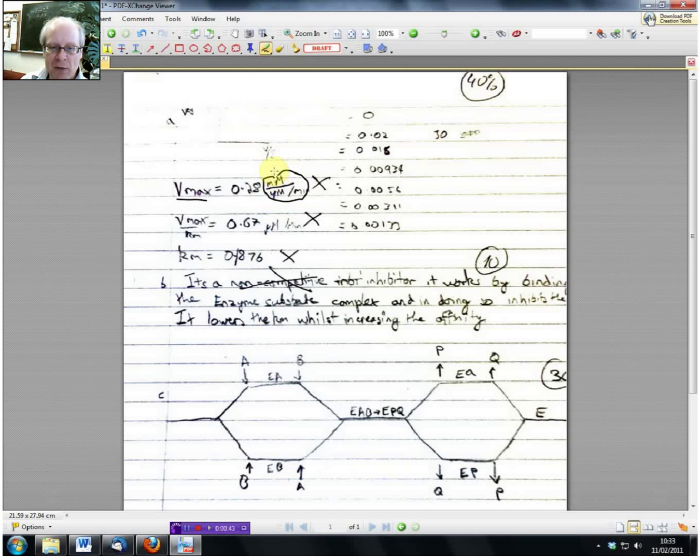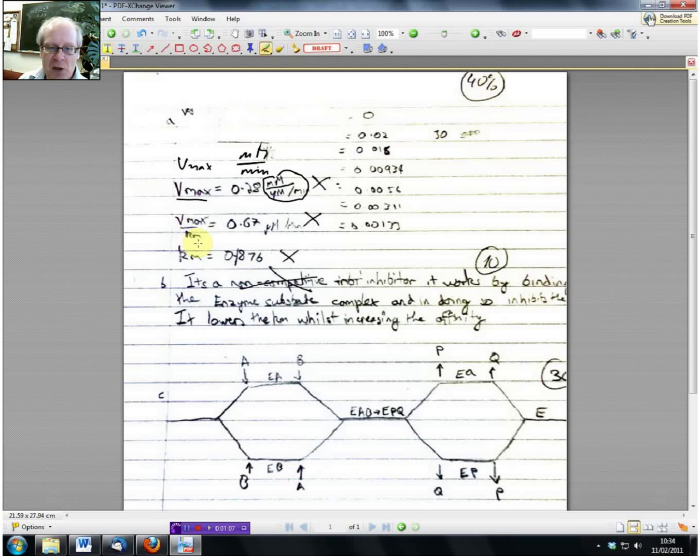So please remember the unit for Vmax is, in this case, millimolar per minute. That's very important that you get the right units, because without the right units, a number does not count really. So you lost marks here.